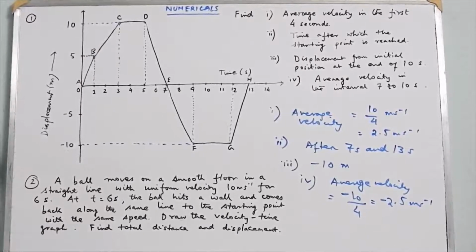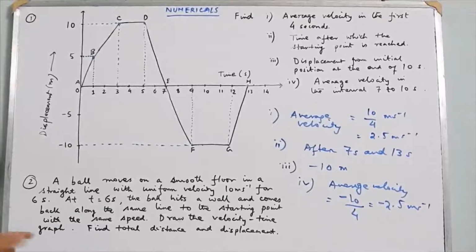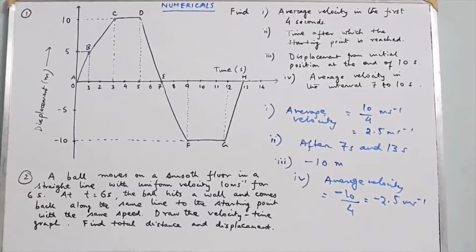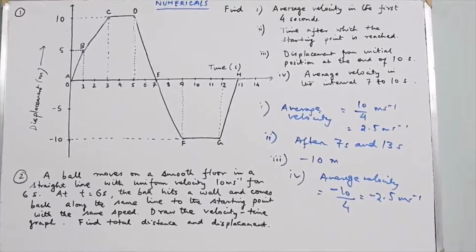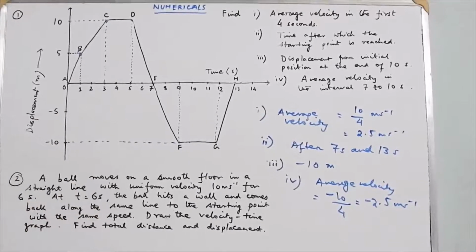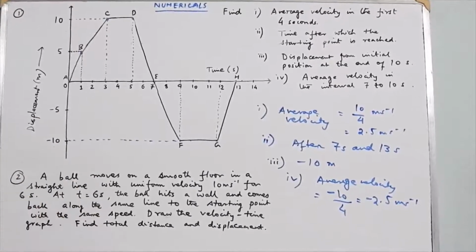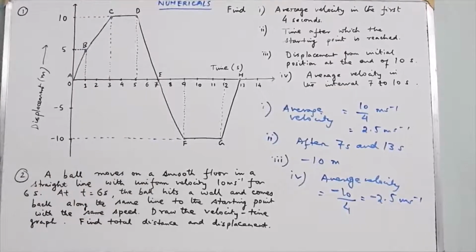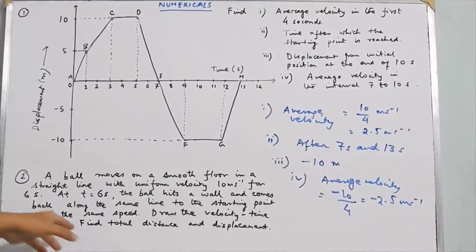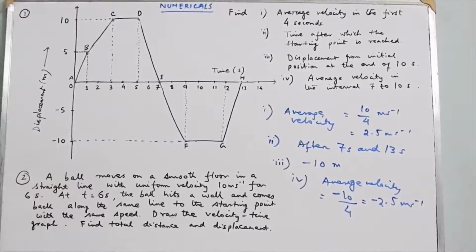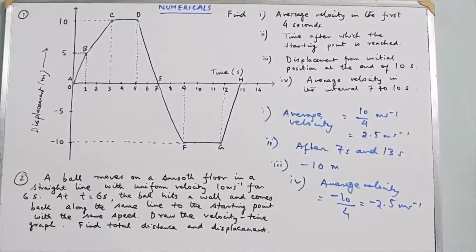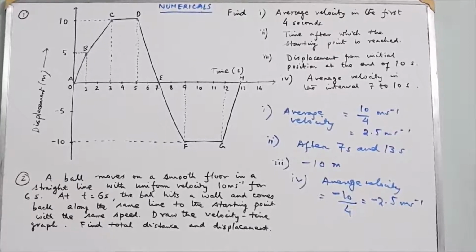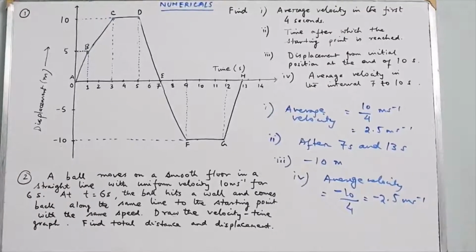Let us look at another simple problem. The problem 2. You have to draw a graph associated with the problem. It states that a ball is moving on a smooth floor in a straight line with uniform velocity 10 meter per second for 6 seconds. At 6 seconds, the ball hits the wall and comes back along the same line to the starting point with the same speed. You have to draw the corresponding velocity time graph and find the total distance and displacement.